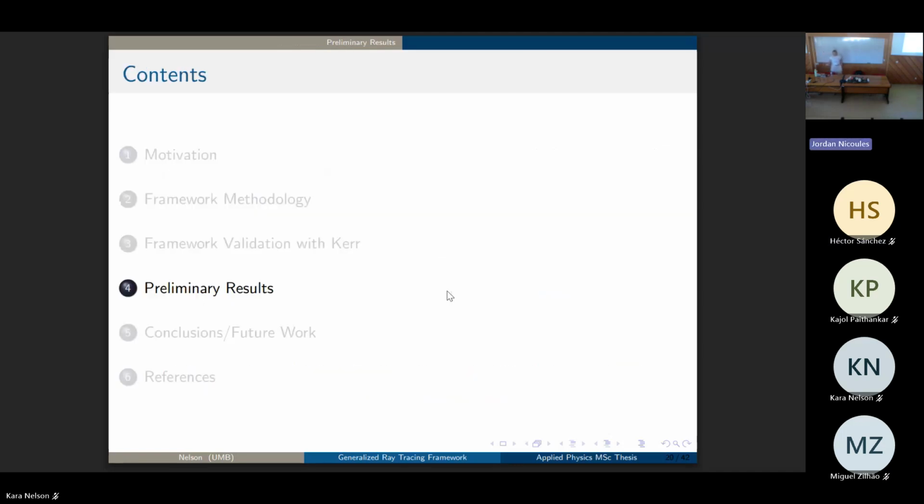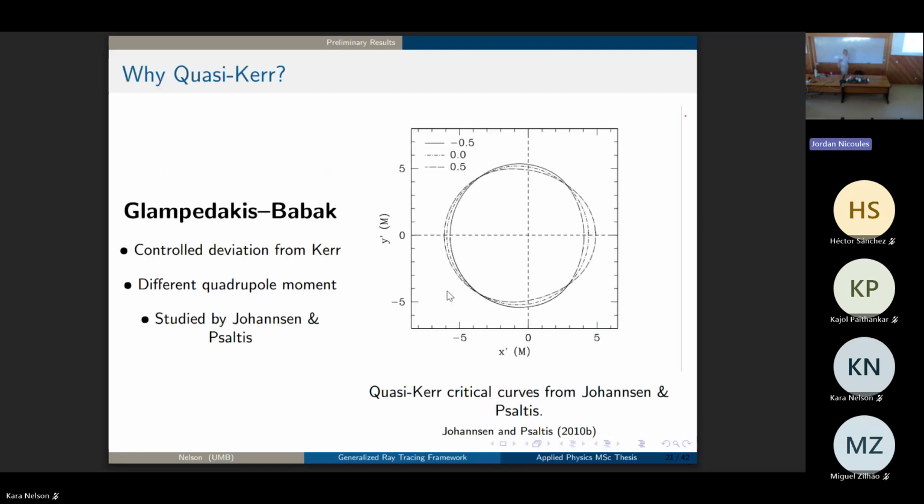Okay, so some preliminary results. I just wanted to show that the framework works for a non-separable metric. These are all very nice for Kerr, but that's not the point of our project. So we look at a quasi-Kerr metric. Again, this is very preliminary, so we're still testing with this. I don't want to make too many conclusions, but we looked at the Glampedakis and Babak metric.